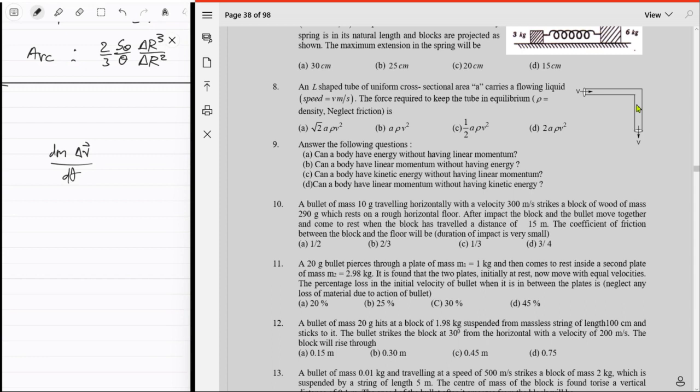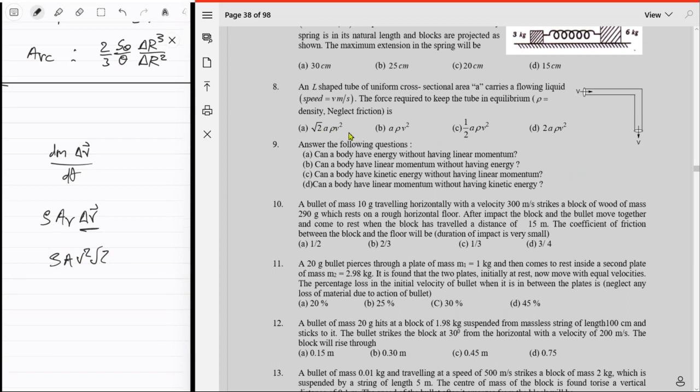But what's dm upon dt? Just the mass flow rate, which is also just the density times the volume flow rate, which happens to be area times dx upon v, basically. So rho a v times delta v vector. That's the force required. Now, this has magnitude of v squared of 2, so the force has magnitude of rho a v squared square root of 2. Nice. Neglect friction, of course.